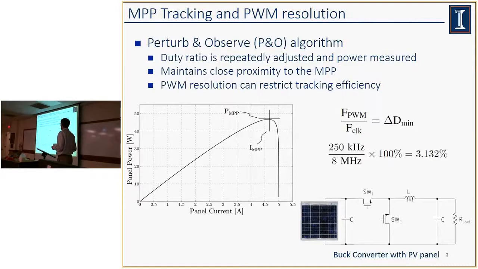As you know, perturb and observe is one tool to track the maximum power point, one algorithm. And basically in this approach, the duty ratio is simply adjusted and the change in power is evaluated with each adjustment. And basically depending upon the change in power that resulted from the previous adjustment, the next adjustment will either progress in the same direction or reverse directions.